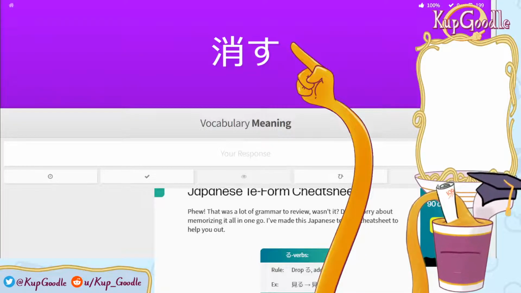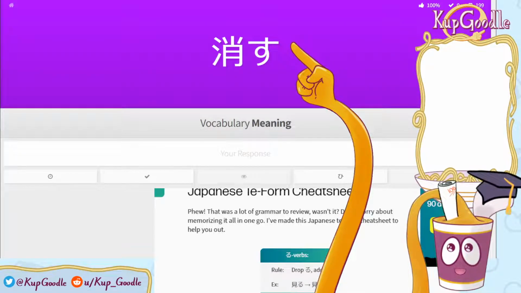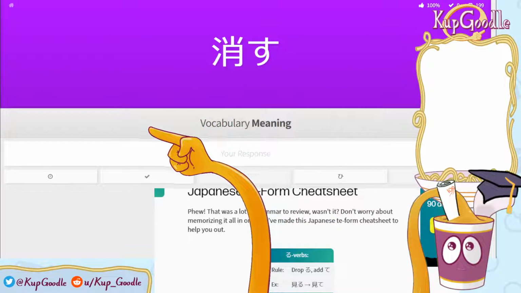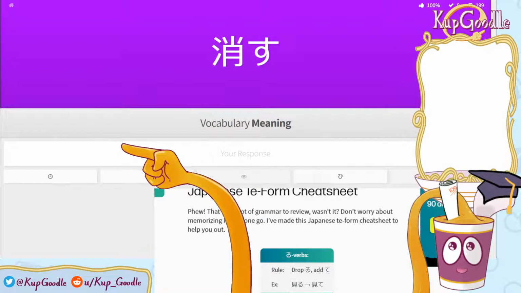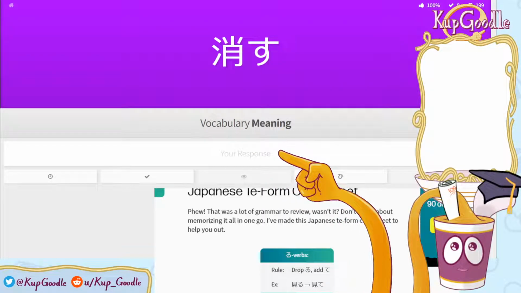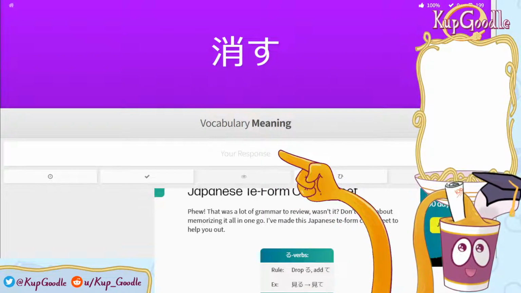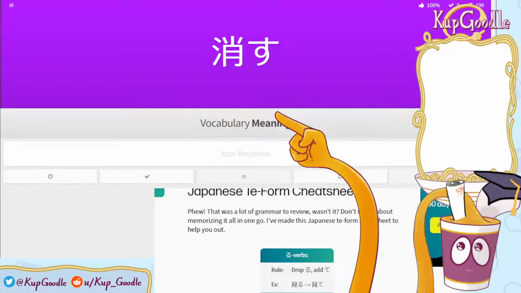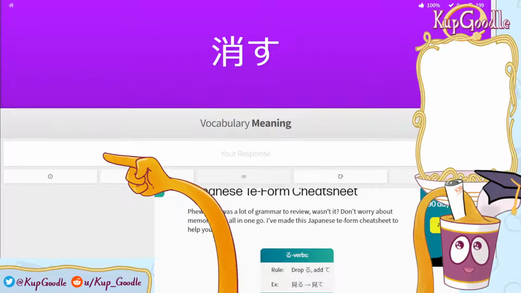I'm gonna Google negative te form in Japanese. So in summary, nakute is the te form in the negative of the verb itself, while naide is the te form state of being of not doing the verb.